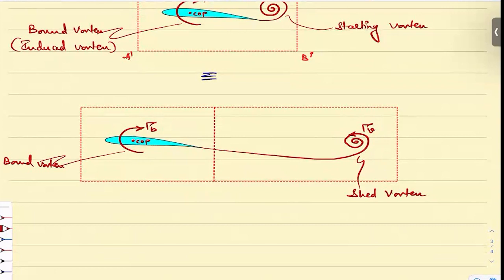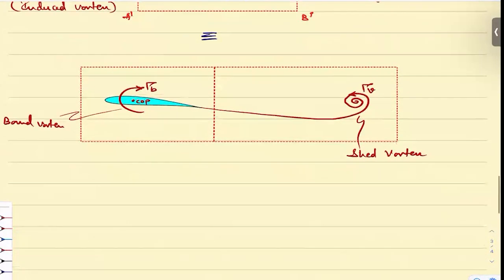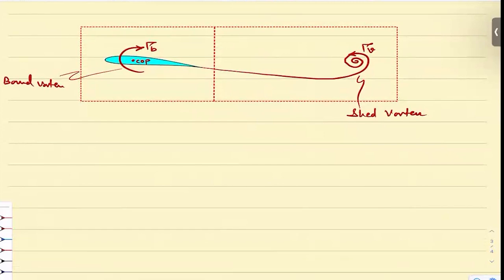I'll show you the simulation also. You will never see the bound vortex. You can sense it, but you cannot see it. So you can also name it as hypothetical vortex.